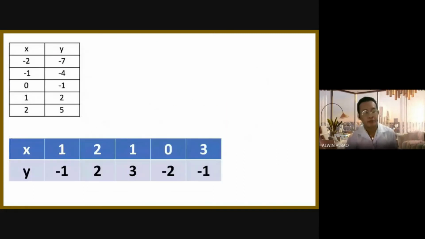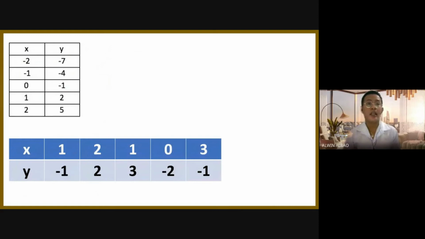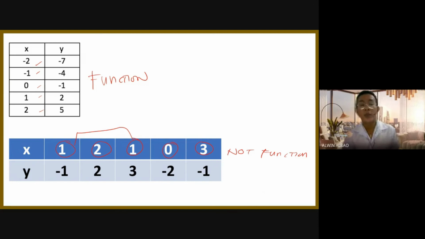Okay, next. X and Y using the table. So we have here X. So tingnan natin kung may naulit ba dito sa ating table sa X values or sa input values natin. Okay, so we have 2, negative 1, 0, 1, 2. So since walang naulit, ito ay function. Okay, next, we have here 1, 2, 1. So naulit si 1. And then 0, 3. So therefore, it is not a function. Okay, so clear tayo dun ha. Titingin lang tayo lagi sa X values, sa input, or sa domain para ma-identify kung function or not function.